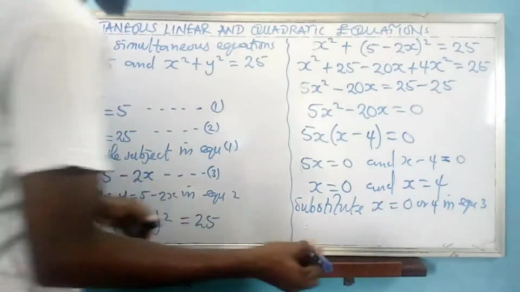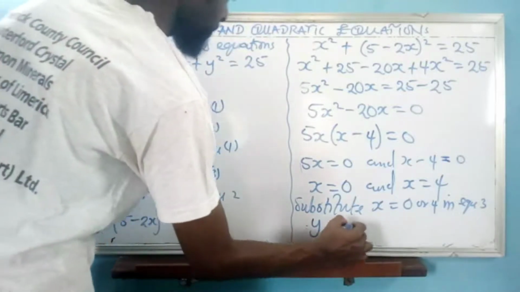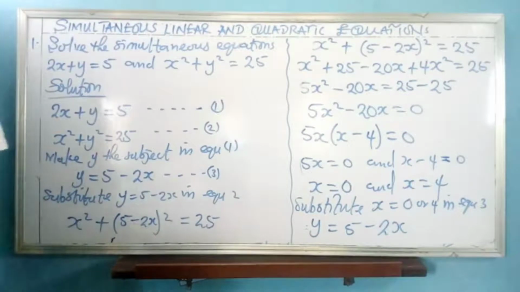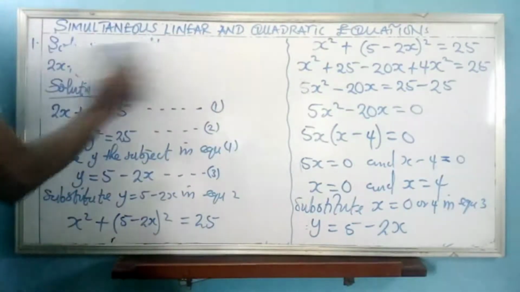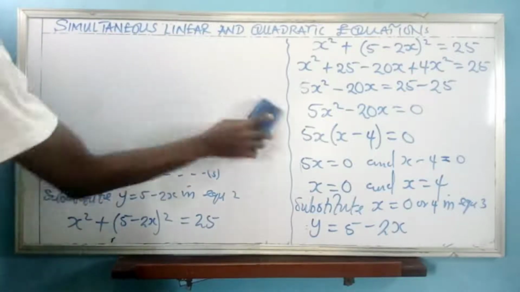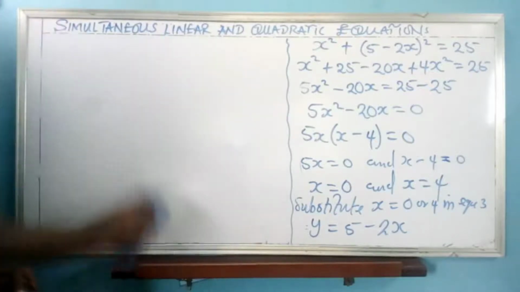And what does our equation 3 say? Equation 3 says y equals 5 minus 2x. Okay, that's our equation 3. So I'm clearing this side now so we can put our equations there. Let's move on. We're putting our equation 3 there, because we are still going to check our work. Maybe we get it right or wrong.